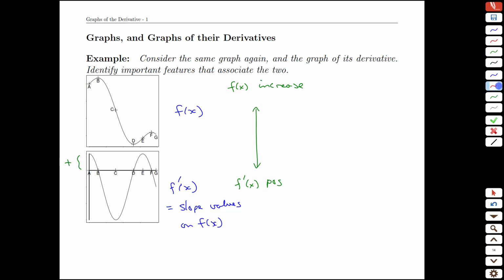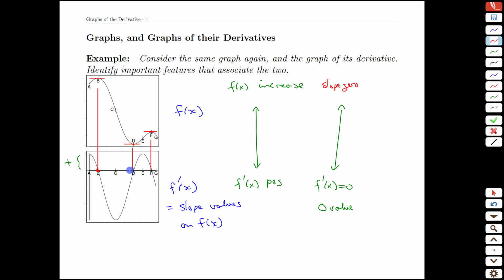Perhaps the most distinctive feature, though, is the zero value. If we take a horizontal tangent line, we can see that it occurs at B. We can see it also occurs at D and at F. All of those have slope 0. That translates to f prime of x equals 0, or a 0 value on this derivative graph. And we can see that translation here and here and here.